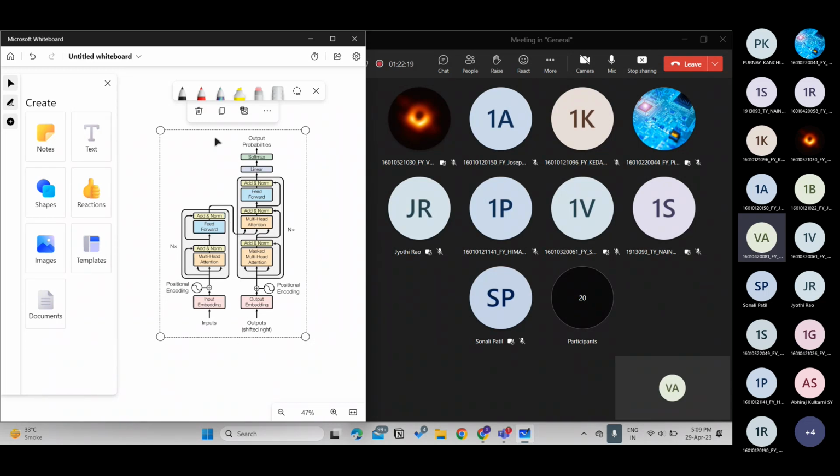Okay. So is my pointer visible? Is my cursor visible? Yes, yes.